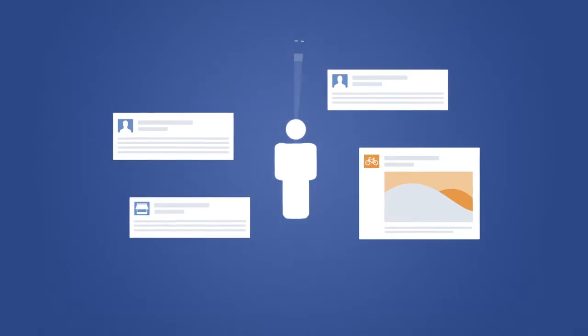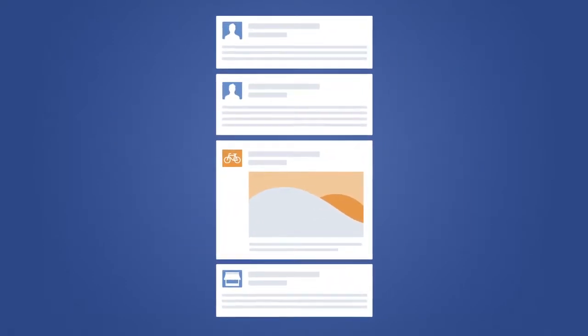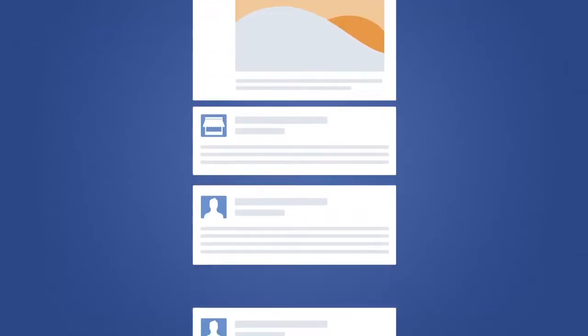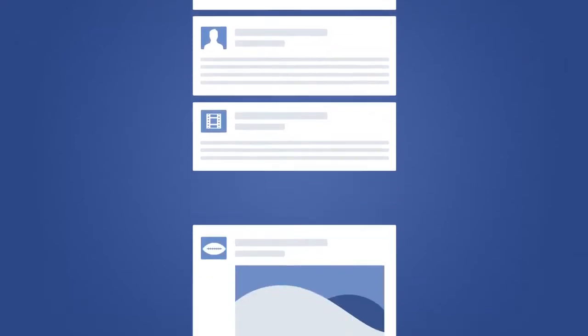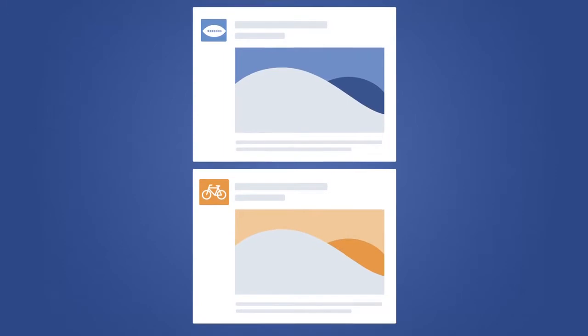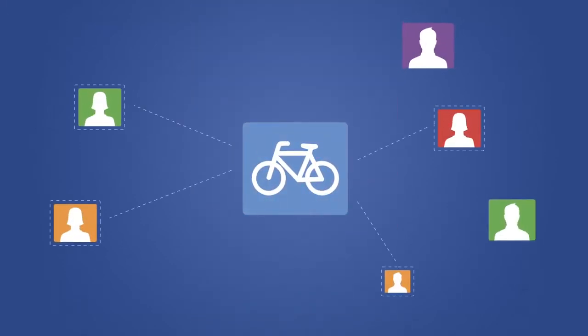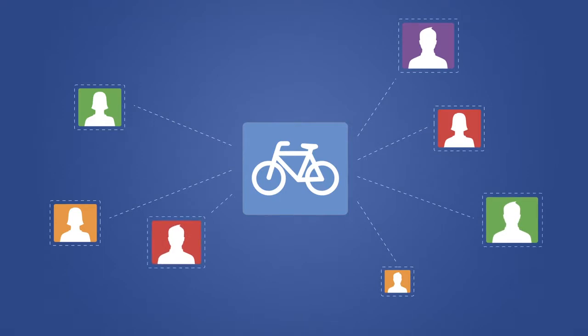And everyone sees Newsfeed, a stream of information from their friends, family, and things they're interested in, like movies and music, sports and activities, and businesses too. With so many people on Facebook, we can connect your business to the right people right when they're open to discovering. Here's how your ads can reach the right people.